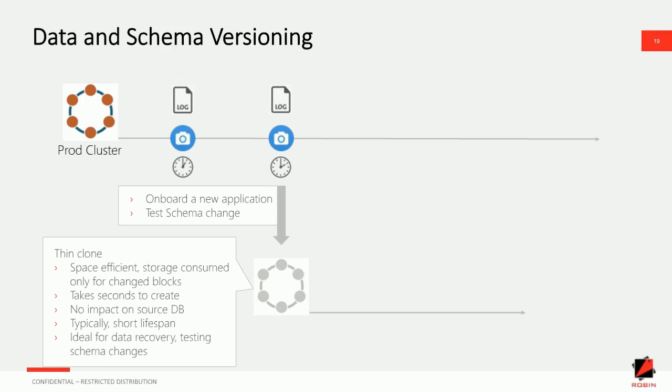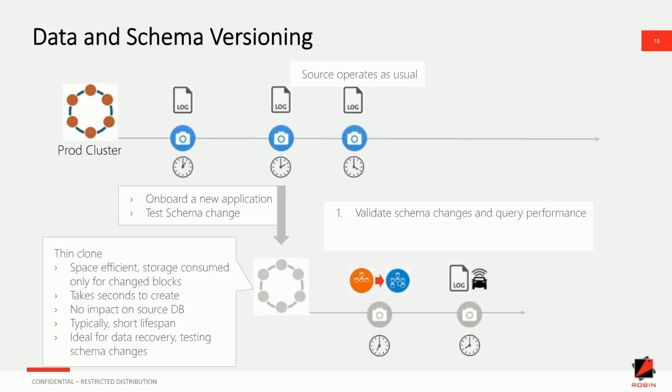Now, thin clones are typically good for short time spans. So for cases where you want to do data recovery in the production cluster, or you want to test schema changes and things like that, this is very valuable. So let's continue with our example. What we do now is we've changed the schema. So we made some changes to a schema. Let's say we want to onboard an application that collects car sensor data, so an IoT-based application.